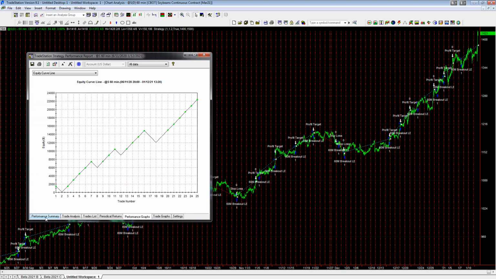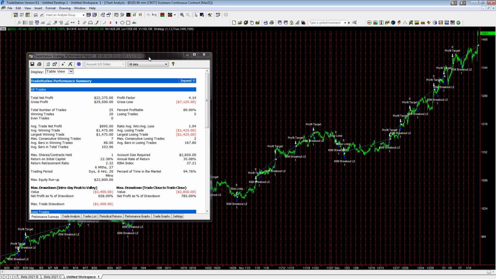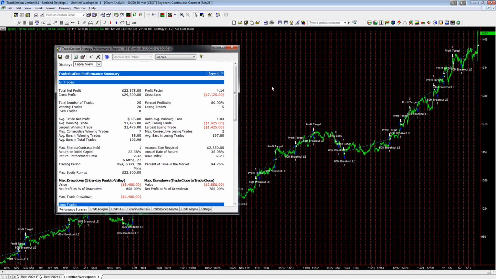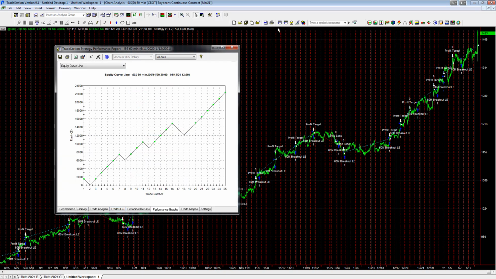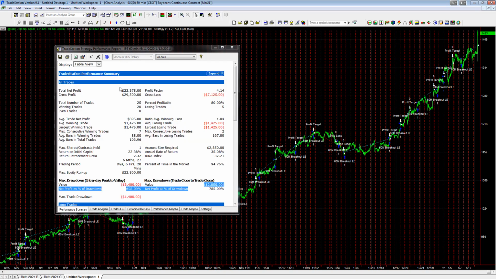But look at how well this does the last 7 months. I usually keep the data back about 7 months on some of these. Profit factor 4.14, $22,375, $2,850 drawdown. Here is the equity curve, and so nice gains in soybeans the last 7 months trading breakouts. You can't always trade breakouts, so this is a long only breakout setup.